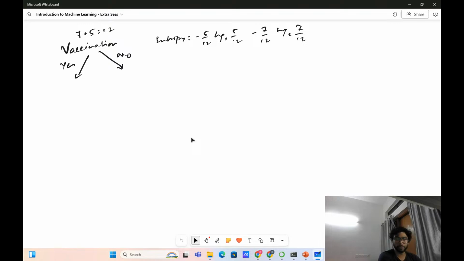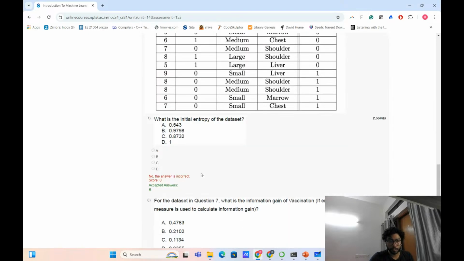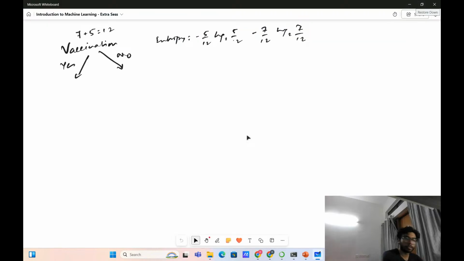I know it's given in the assignment probably, but let me check it from there. So I hope this comes out to be 0.9798, right? I'm not calculating this, but can anyone verify that you get this by calculating it?